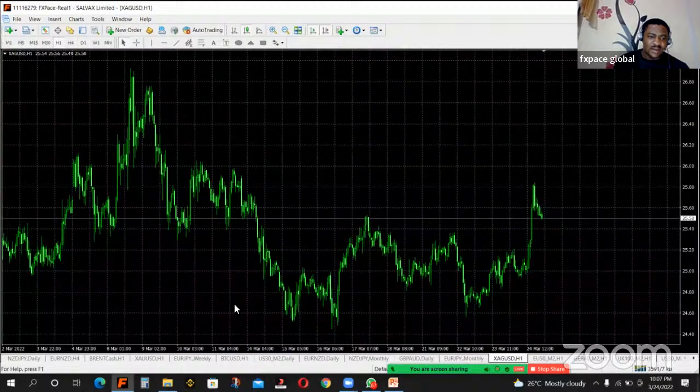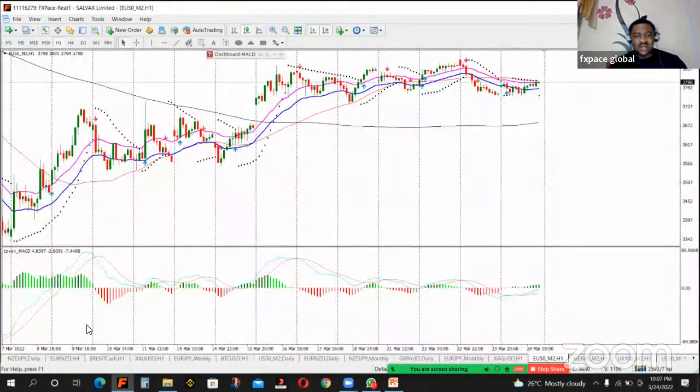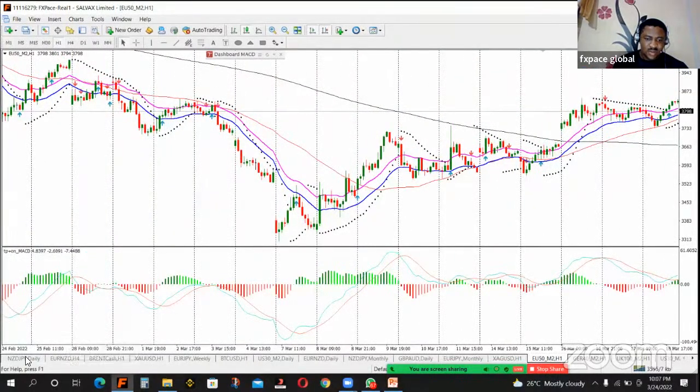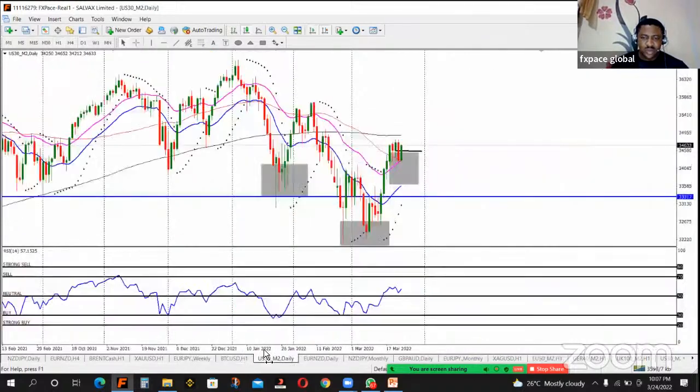This is the one that is clear, devoid of indicators. Okay, now look at it. This one has so many things using money trade. Okay, let me remove some of this so that you understand what I'm saying.